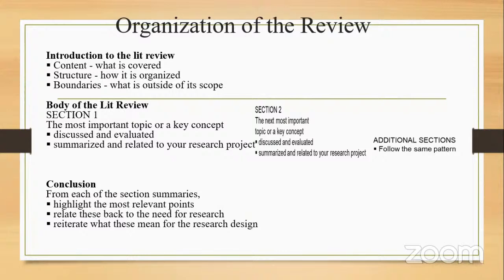Body of the literature review. First section: the most important topic or a key concept is discussed and evaluated. First it should be discussed and then evaluated, summarized and related to your research project. Section 2 shows the next important topic or key concept discussed and evaluated, because it is a step-by-step process.